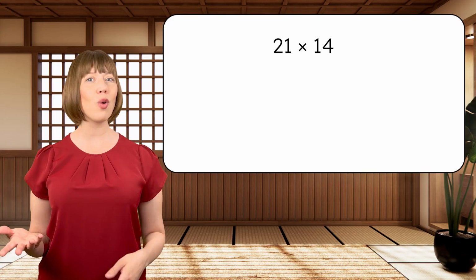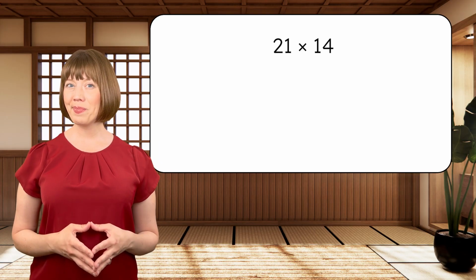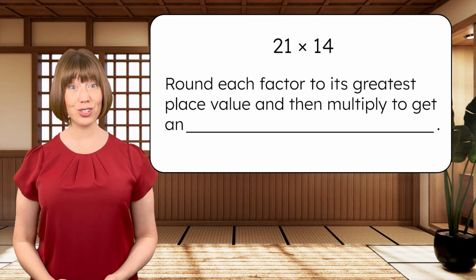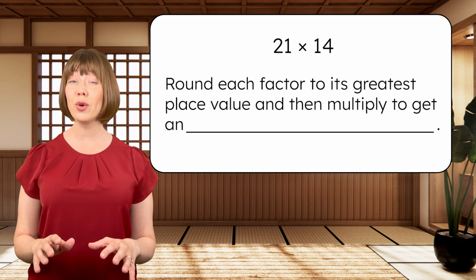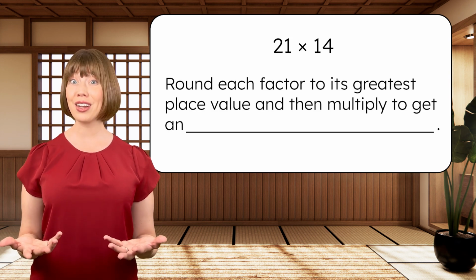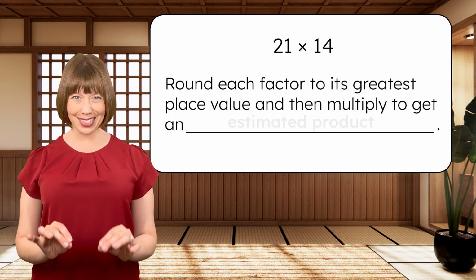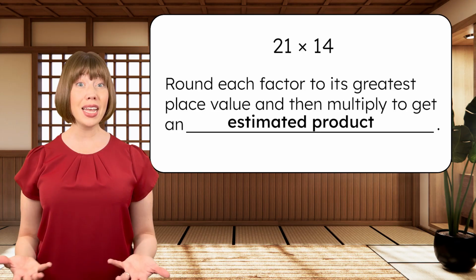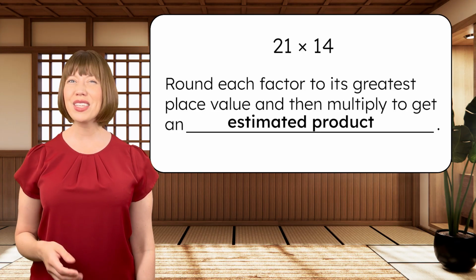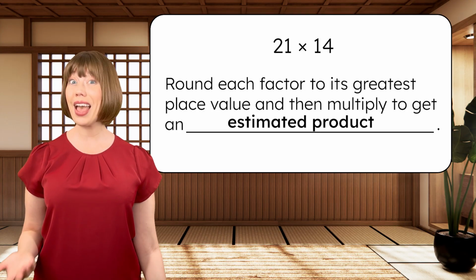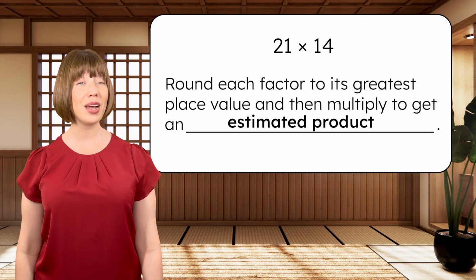Okay, let's start with what we already know. How can we estimate the product of a 2-digit times a 2-digit number, like 21 times 14? Round each factor to its greatest place value and then multiply them together. That gives us an estimated product. Finding it before solving gives us a quick way to predict what the actual answer will be close to.